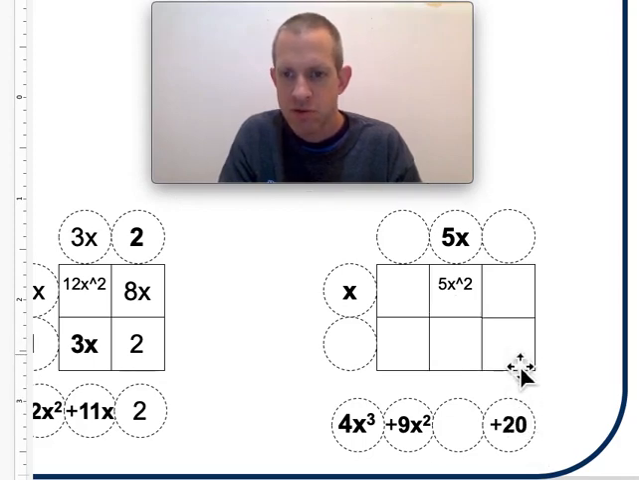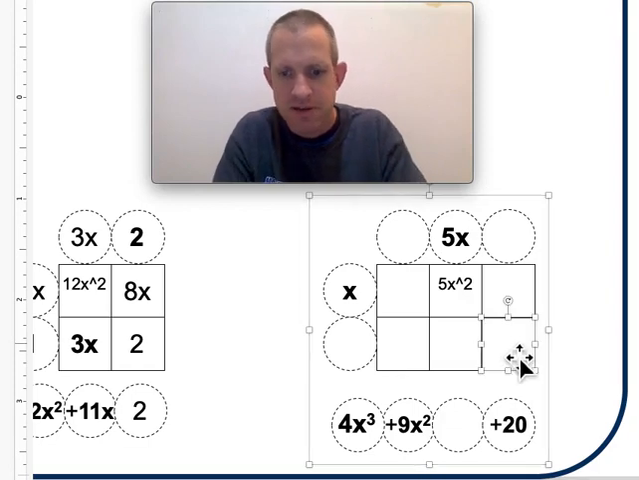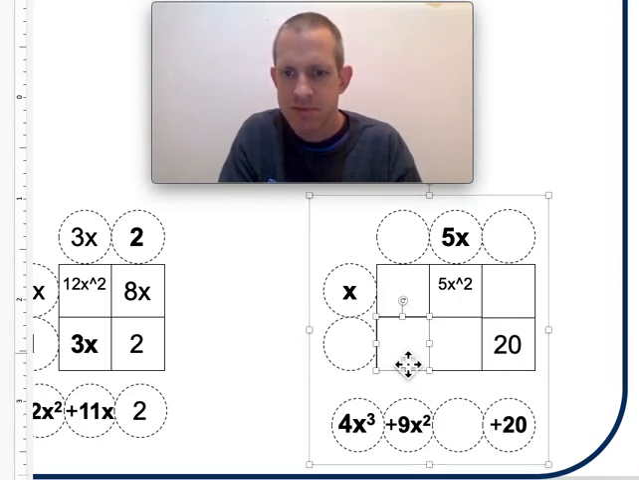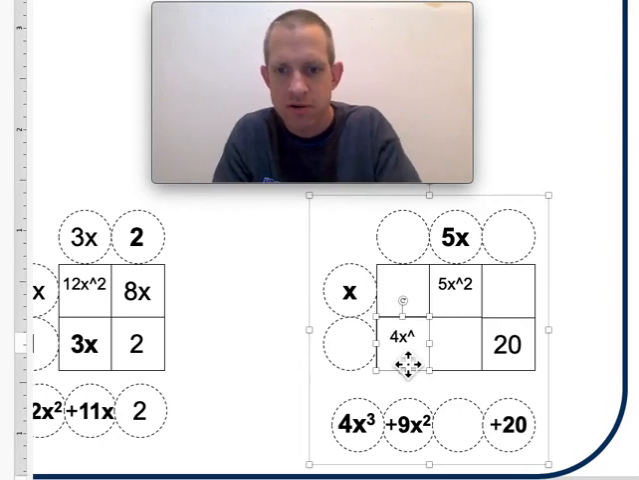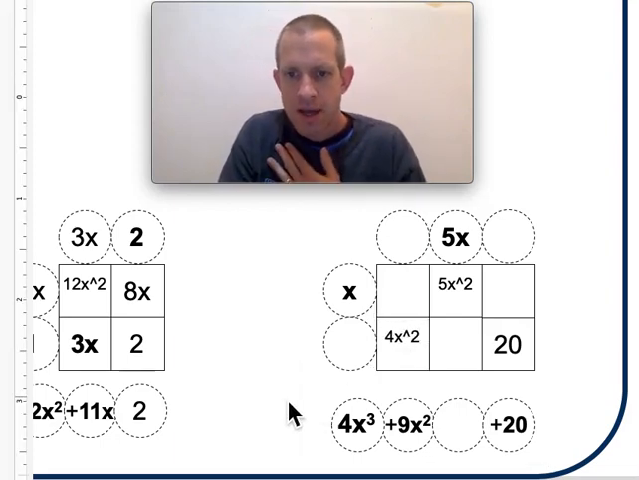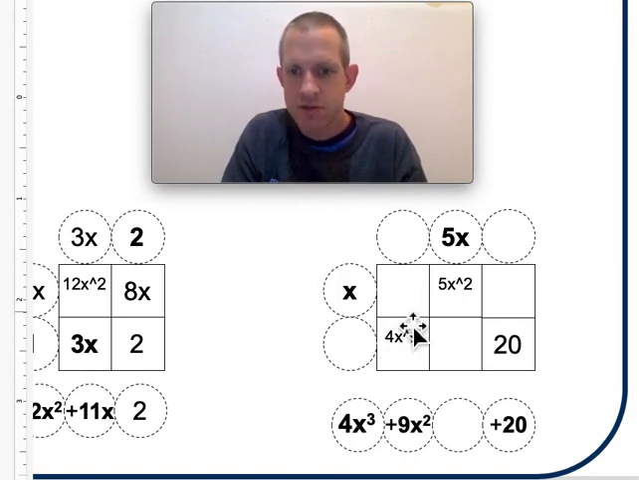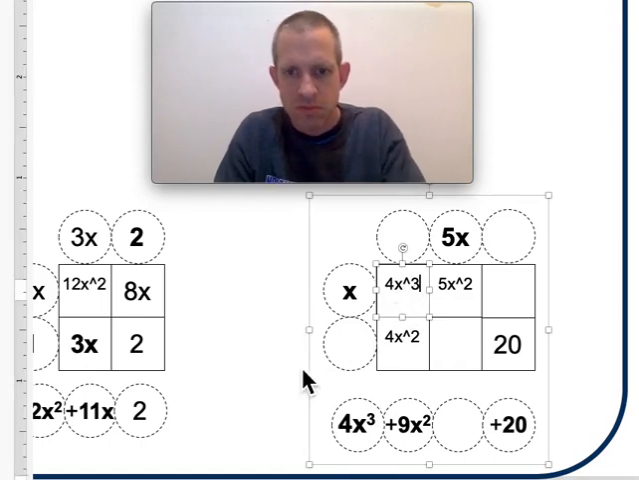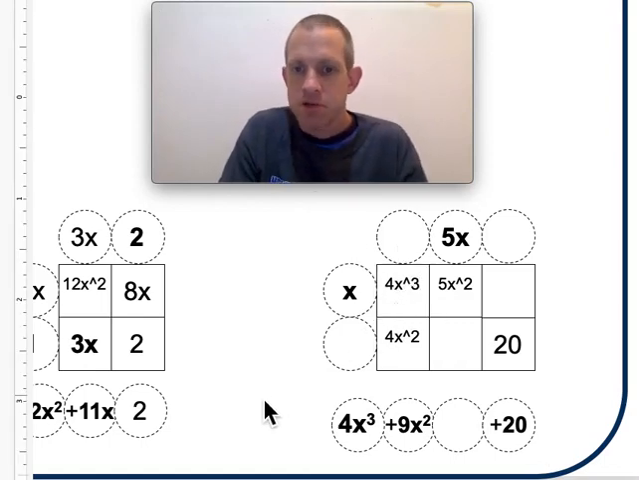This is the number 20, so I can write that in. These are going to be x's probably that add up to this, and I don't know anything there. This is the x squared diagonal, and so if that has to add up to 9x squared, then this has to be a 4x squared. And this is the x cubed diagonal, and this is the only thing in the x cubed, so this must be a 4x cubed. And that's given me quite a bit.